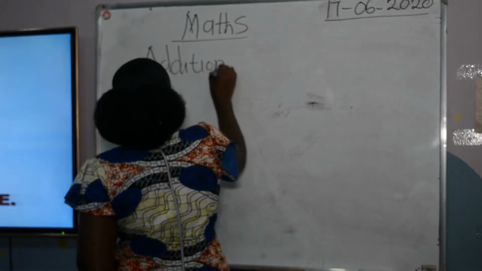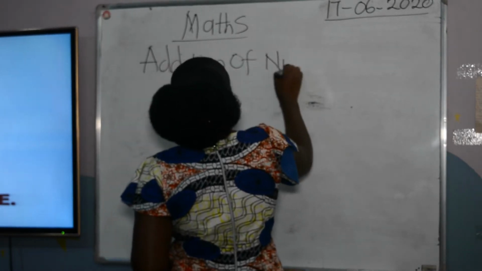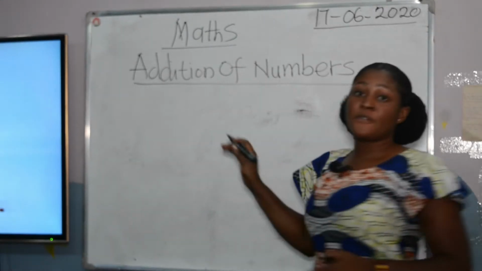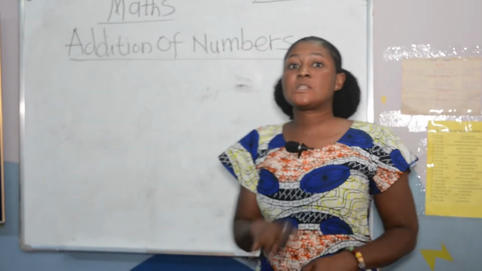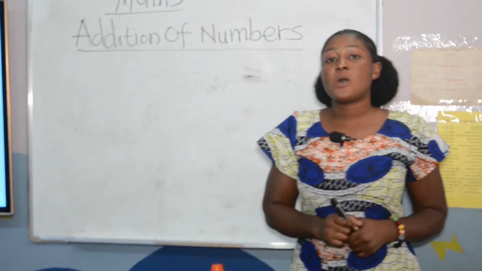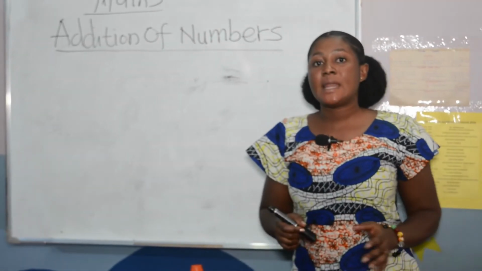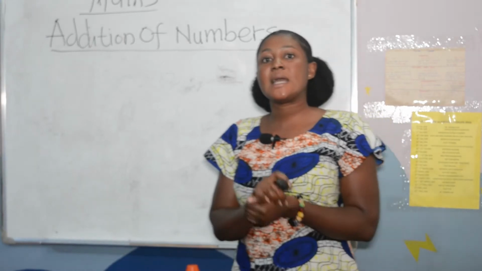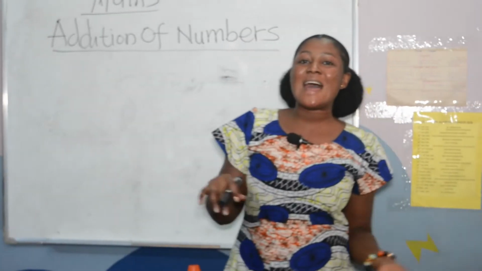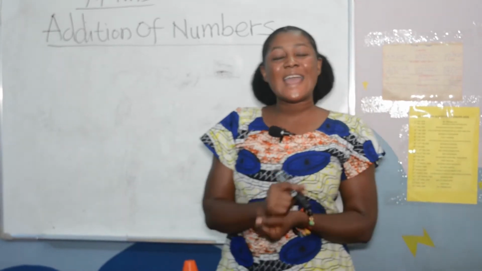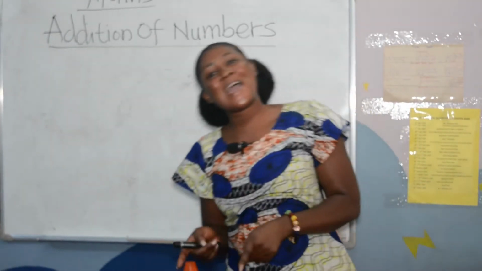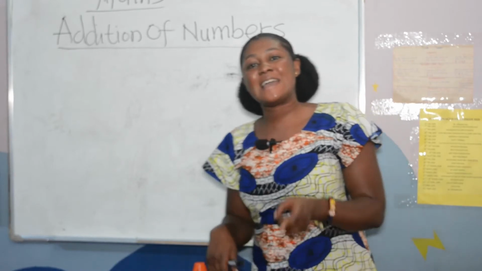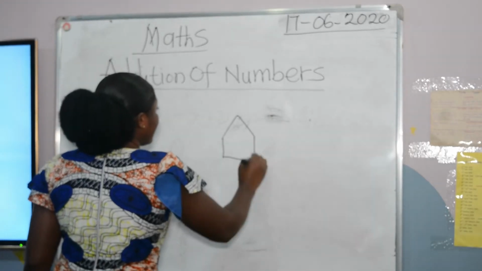Addition of numbers. Now, before I go into details of this topic, let's remind ourselves about what we learned before we went for the lockdown. We were learning about shapes, and then we had a song that you always sing: quarter fall to me like a flower, oval to me like an egg, circle and square, rectangle and triangle, semicircle, diamond.